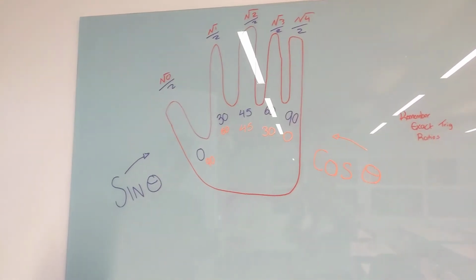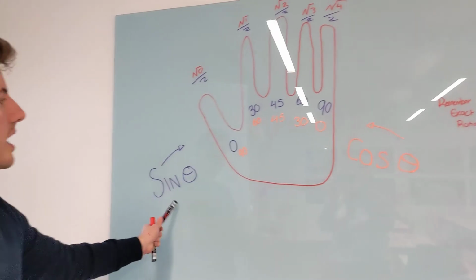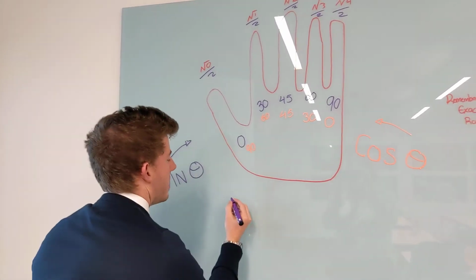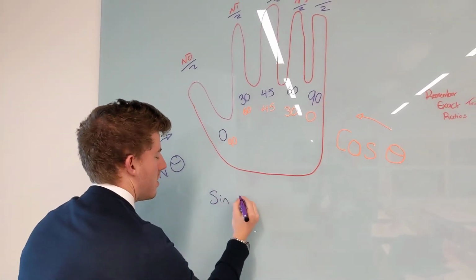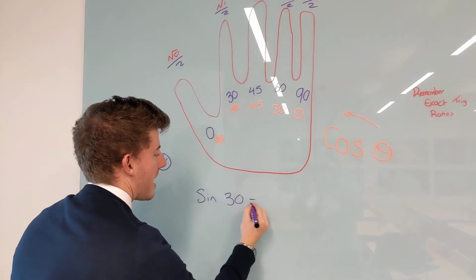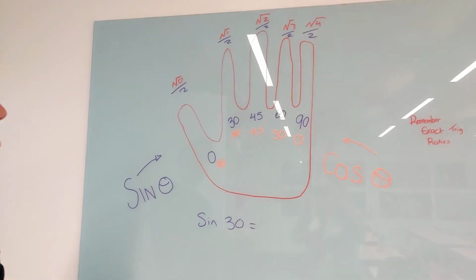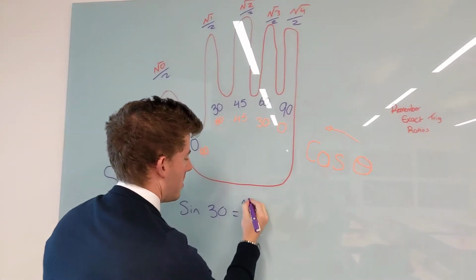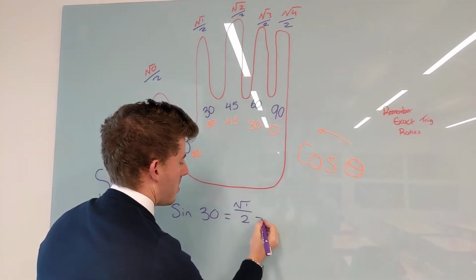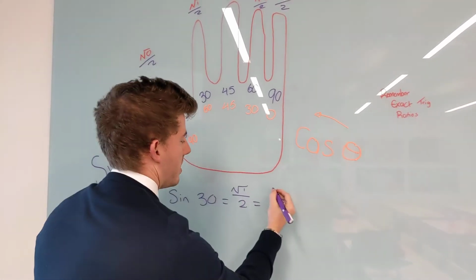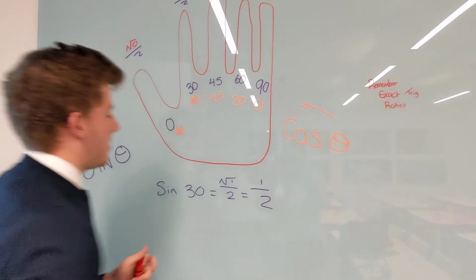So now, for example, if I want to go sine of, let's say, 30, that's simply, you look at our hand here, and you're going to go the square root of 1 over 2, and we know that the square root of 1 is simply a half, 1 over 2.